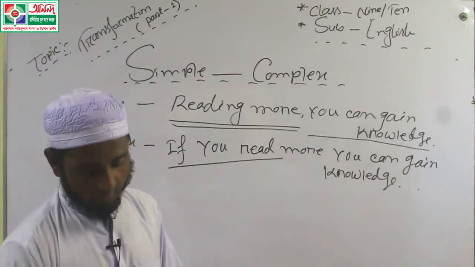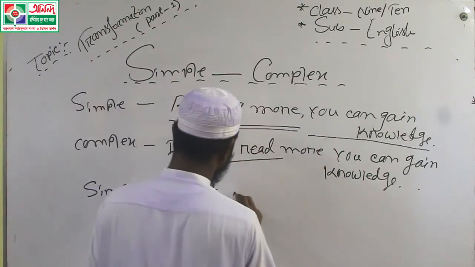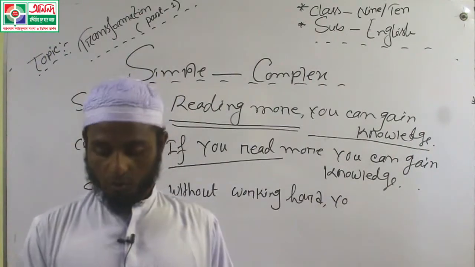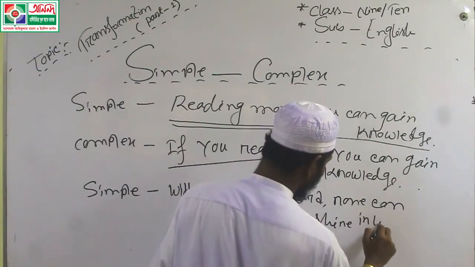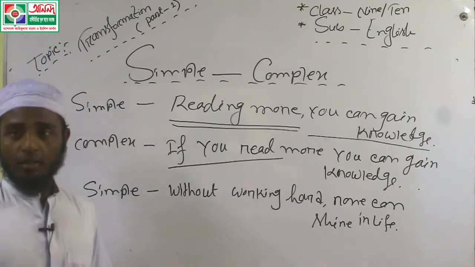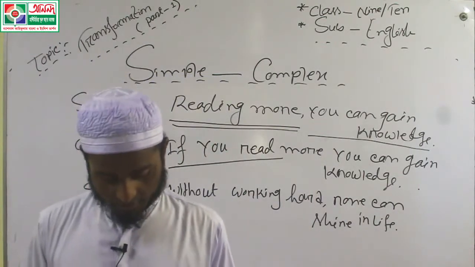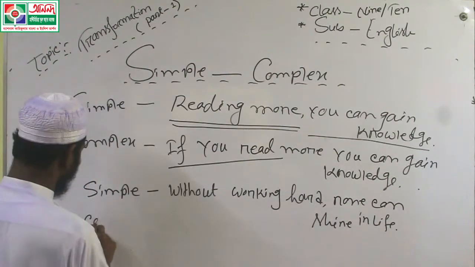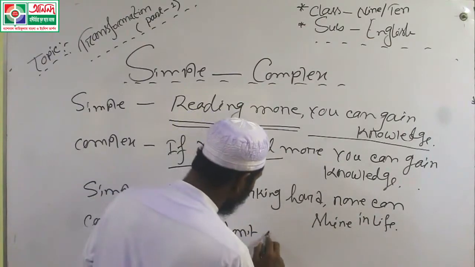Okay, simple sentence: Without working hard, none can shine in life. Complex: if you don't work hard.